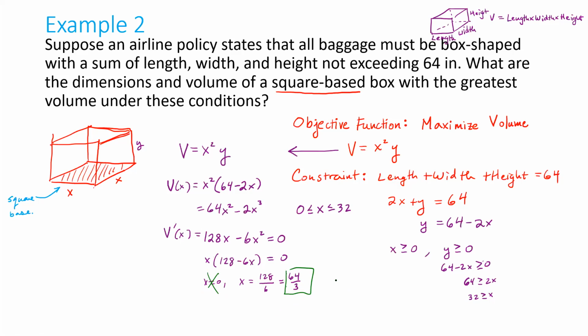We can easily verify this as well just by considering the interval 0 to 32. 64 over 3 would be somewhere around here, and then for our volume, if we check some test values, you can try something that's less than 64 over 3, plug it in here and you'll get a positive value. Try something that's bigger than 64 over 3 and plug it in here and you'll get a negative value. So it's increasing and decreasing. So we see that 64 over 3 is really our maximum on that interval 0 to 32.